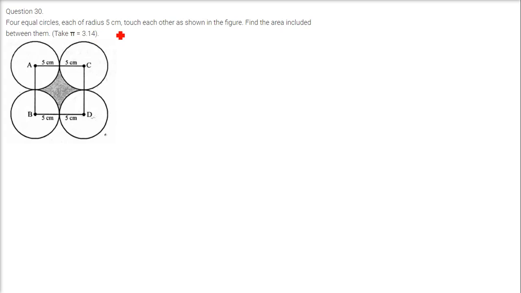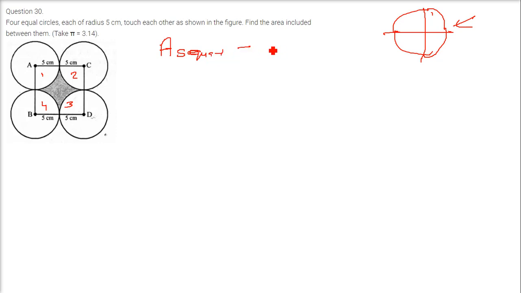Four equal circles, each of radius 5 centimeters, touch each other like this. Find the area included between them. So first of all, this is 1 quadrant, this is 2 quadrant, this is 3 quadrant, and this is 4 quadrant. As we know already, these 4 quadrants, if you combine them, make a circle. So we have to find out the area of the square and then subtract the area of the 4 quadrants, which is nothing but this circle only.